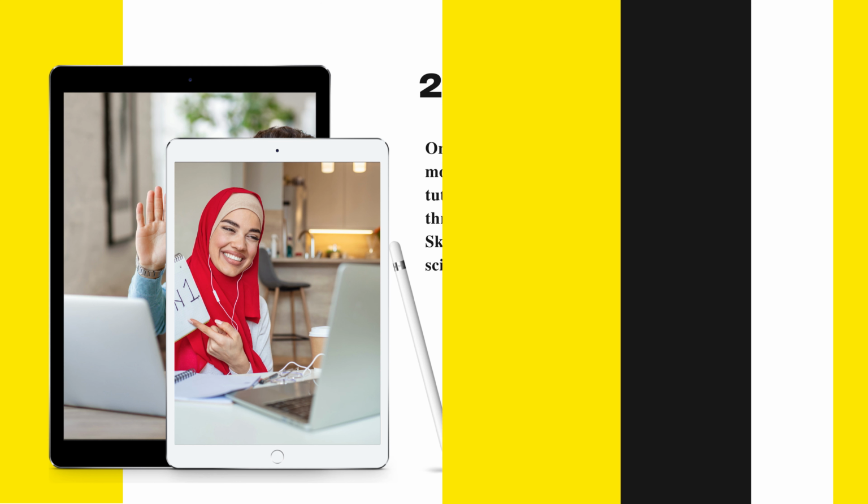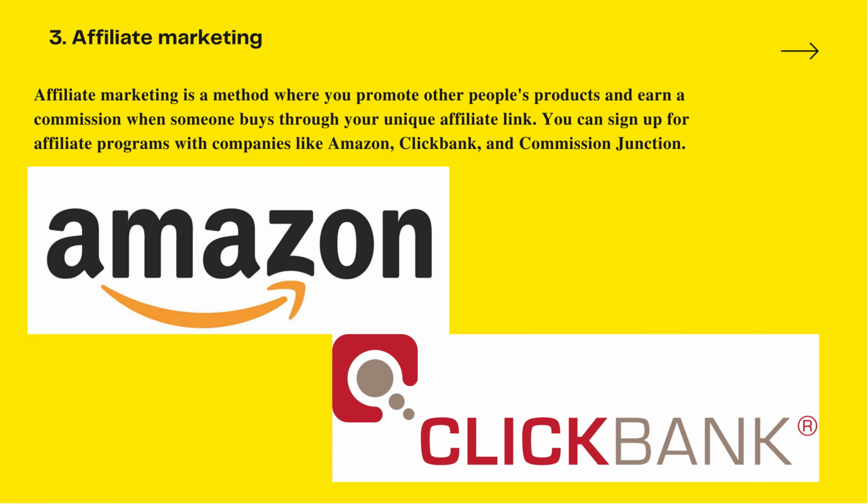Affiliate marketing. Affiliate marketing is a method where you promote other people's products and earn a commission when someone buys through your unique affiliate link. You can sign up for affiliate programs with companies like Amazon, ClickBank, and Commission Junction.